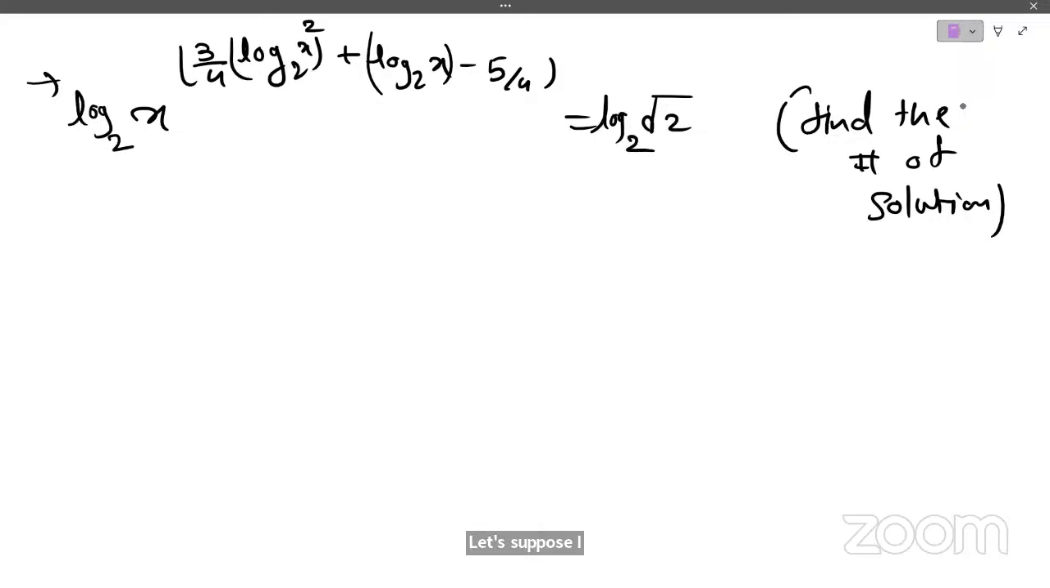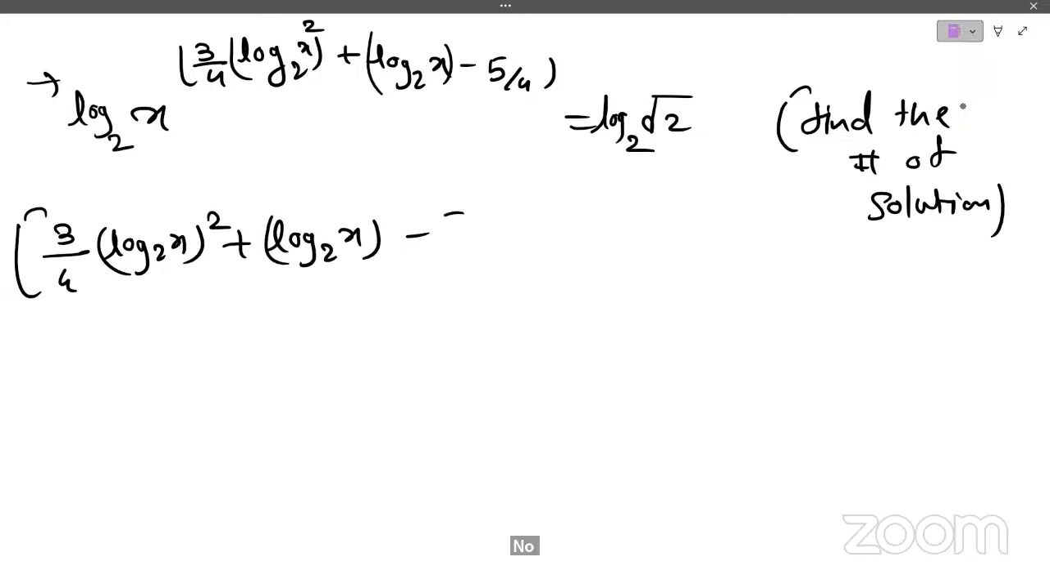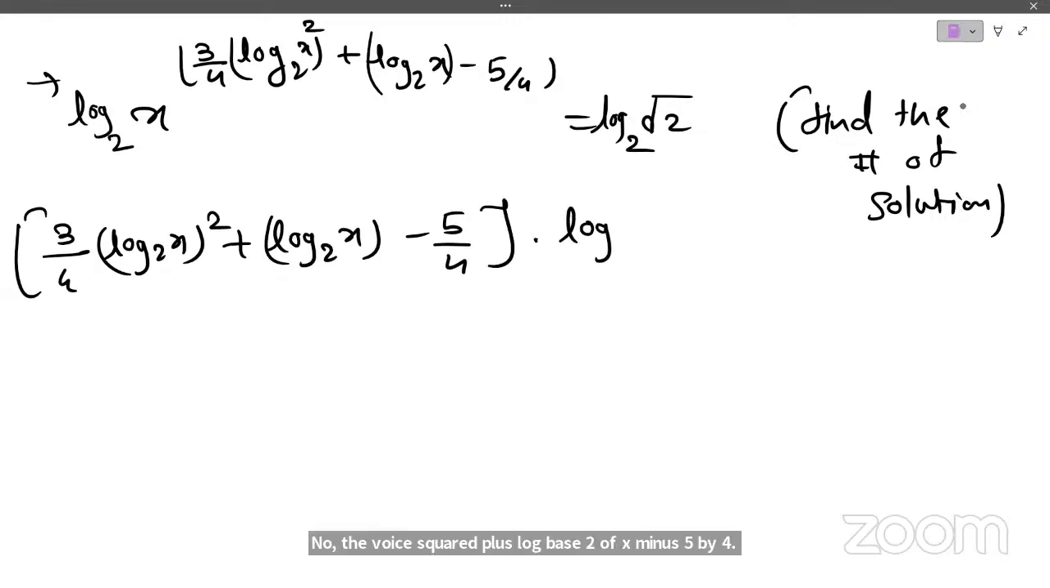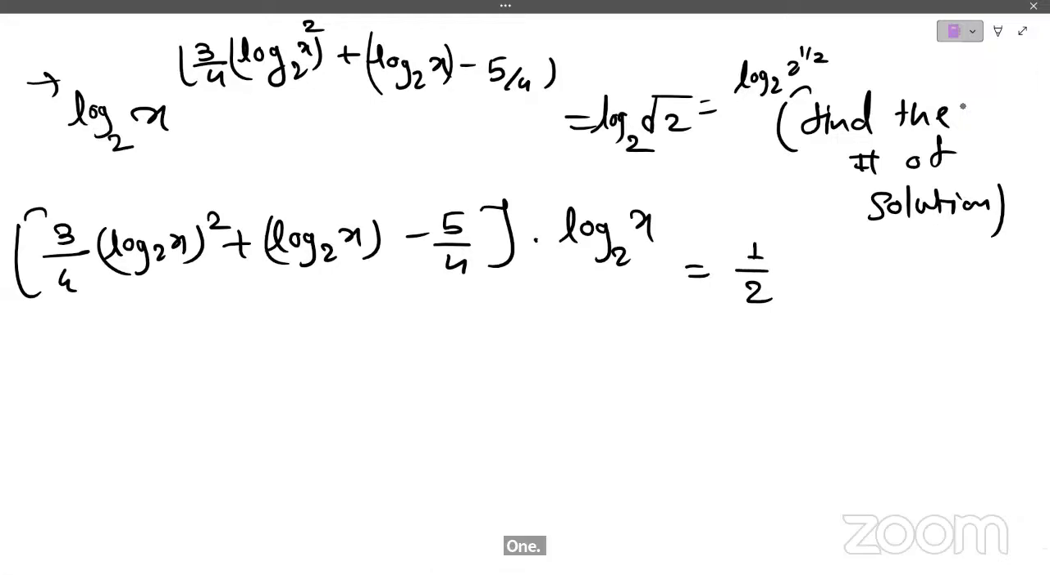Then what will happen? The whole exponent will jump ahead and we get (3/4 (log base 2 of x)^2 plus log base 2 of x minus 5/4) times log base 2 of x. And this equals log base 2 of 2 to the power 1/2, right? So 1/2 will again jump ahead, so it is 1/2, and log base 2 of 2 becomes 1, so it is just times 1.